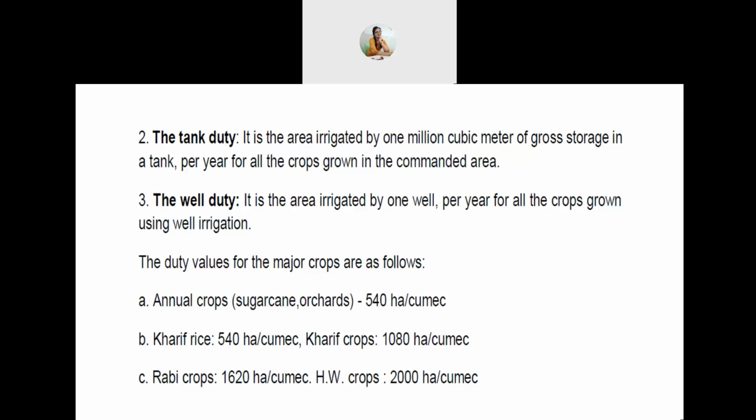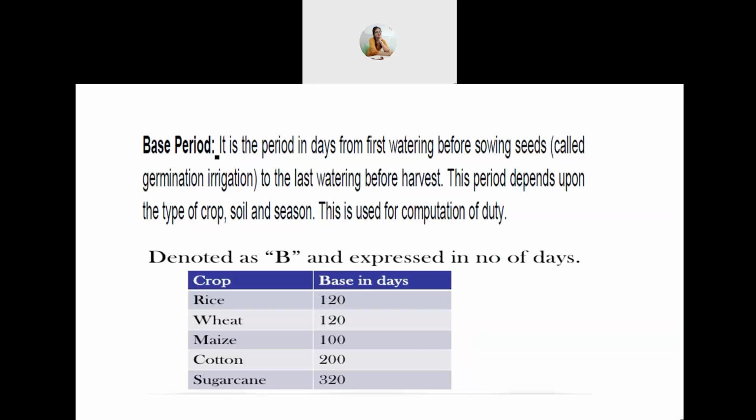I hope you have noted down the duty values for the major crops. Next term is base period. So what is the base period? It is the period in days from the first watering before sowing seeds, called germination irrigation, to the last watering before harvest. This period depends upon the type of crop, soil and season. This base period is basically used for the computation of duty values. It is denoted as B and expressed in number of days.